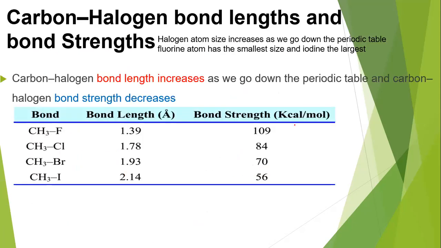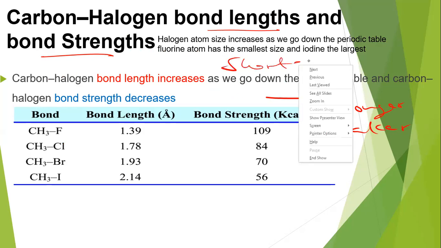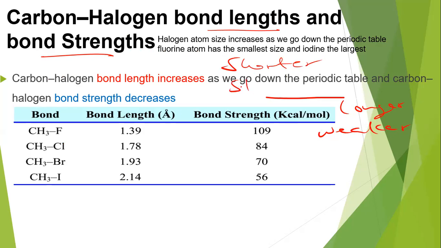Good. Now, carbon-halogen bond length and bond strength. Now, I have to say one general thing here before I explain this slide. The general thing here is that the longer the bond, the weaker the bond. So longer, weaker. If the bond length is very long, then the strength is very weak, it's low, right? Now, if you have a shorter bond, a shorter bond is a stronger bond. So we have to use these two principles.